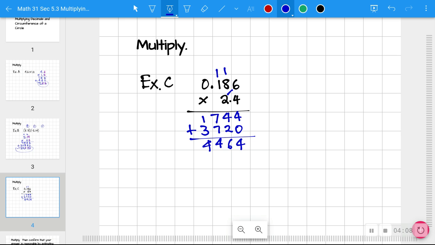Now you need a grand total of 1, 2, 3, 4 digits to the right of the decimal, which means we have to get all of these digits to the right of the decimal. Your answer is 0.4464.